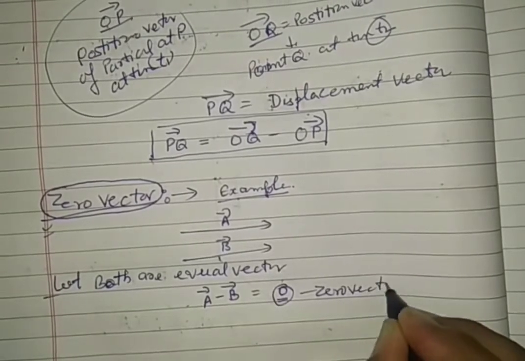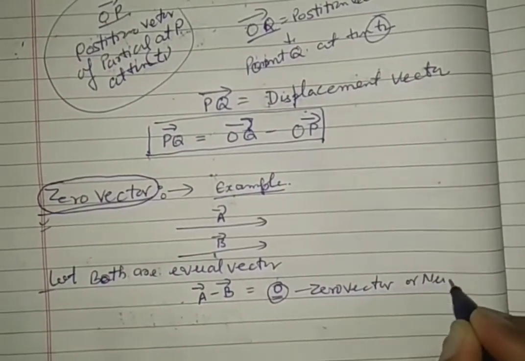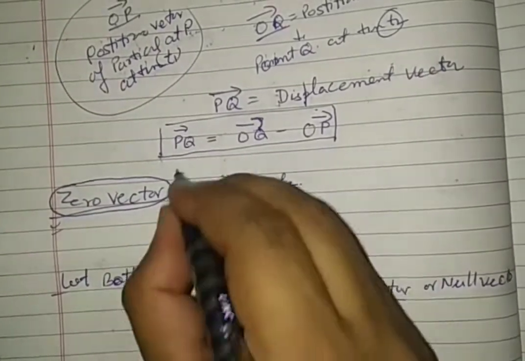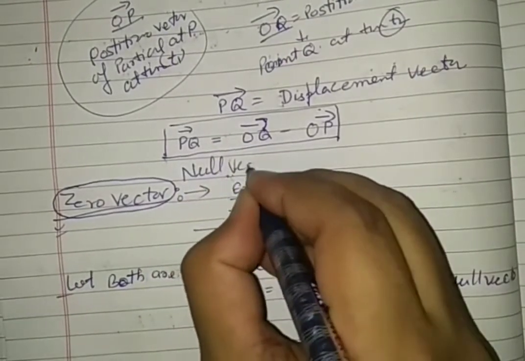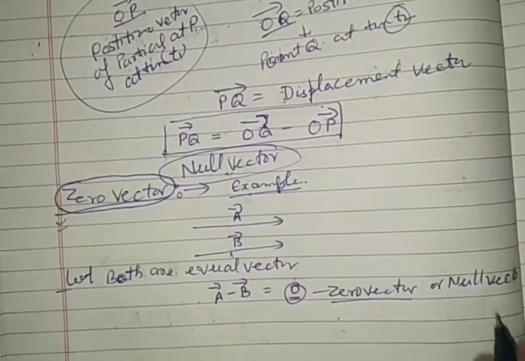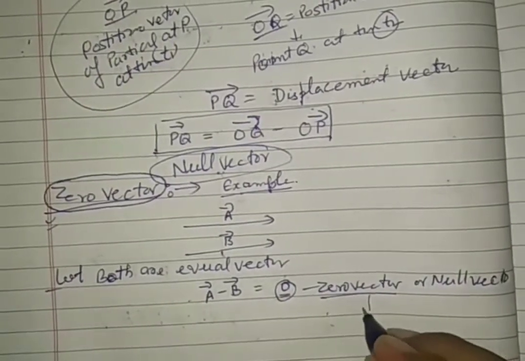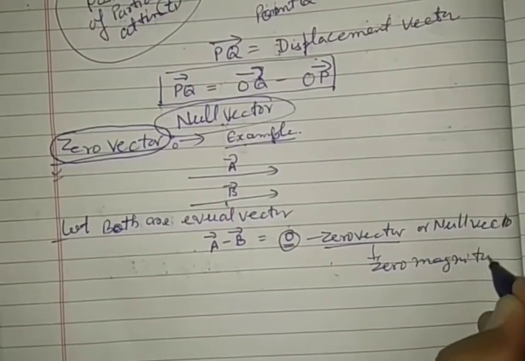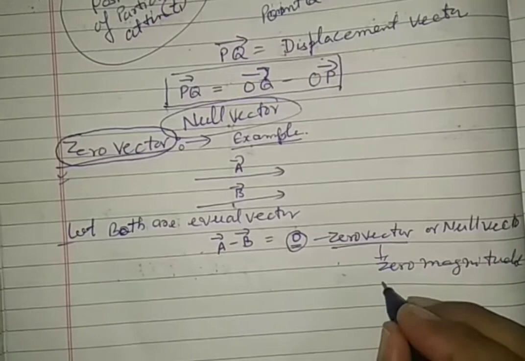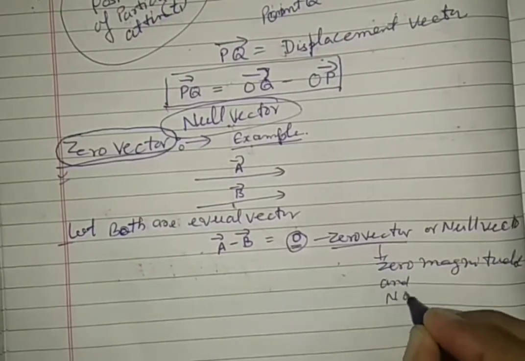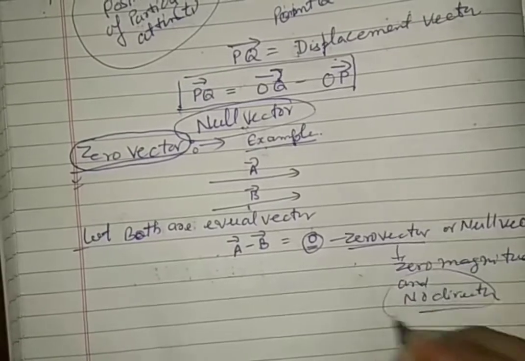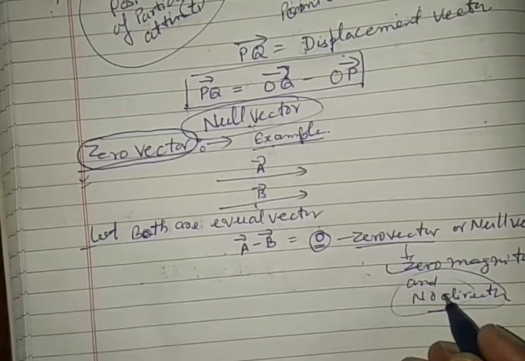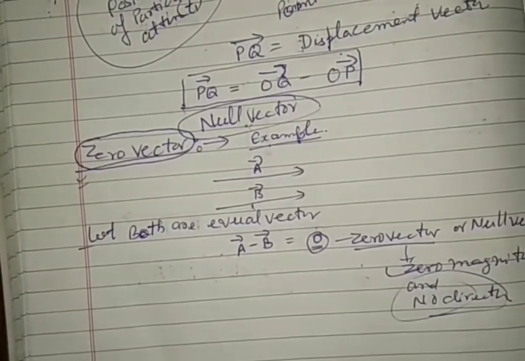zero vector or null vector. This zero vector or null vector, see very carefully, null vector, it has zero magnitude, means no magnitude and no direction. So see, it has no magnitude, no specific direction, no direction in this case.